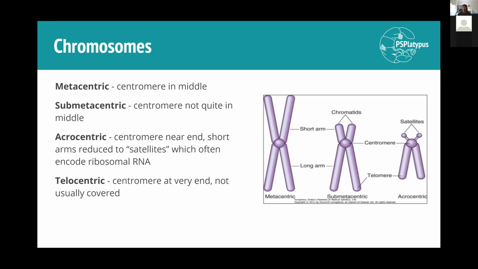We can also have acrocentric chromosomes. So that's where the centromere is very close to the end. And then the short arms are what we call satellites. So they're very tiny little things, and they usually encode ribosomal RNA. There's another fourth type. You don't need to worry too much about this one. They don't really cover it much in the course. And that's basically when we have the centromere at the very end. So there's literally no short arm. But you don't need to worry about that too much. The first three are the important ones.